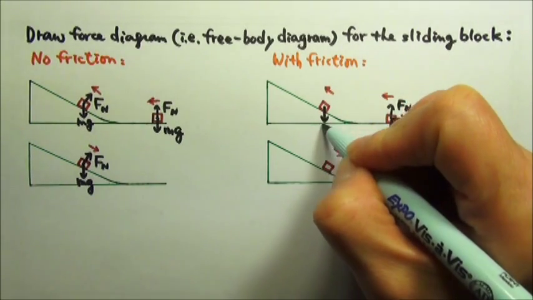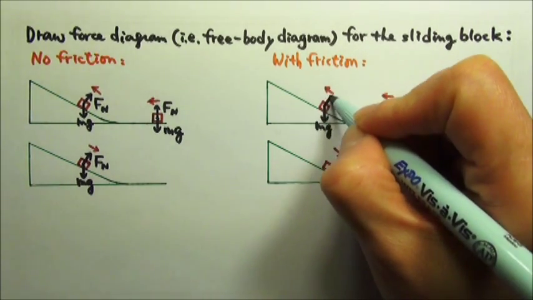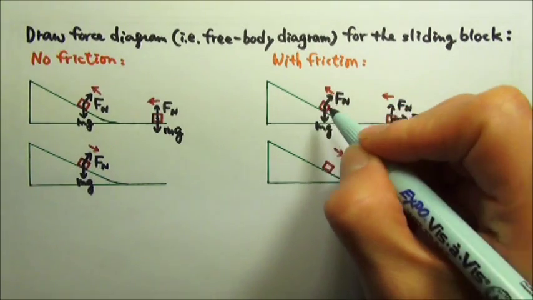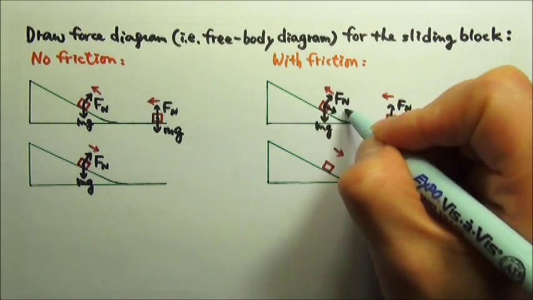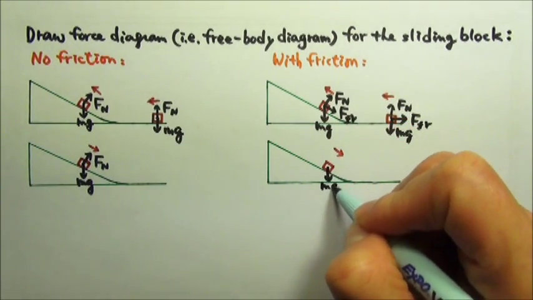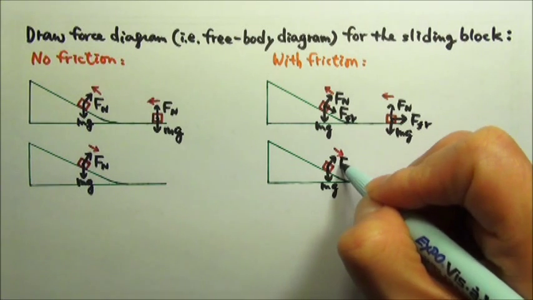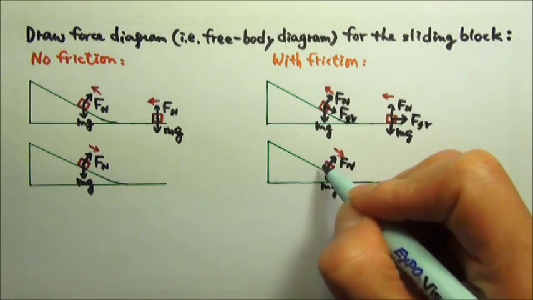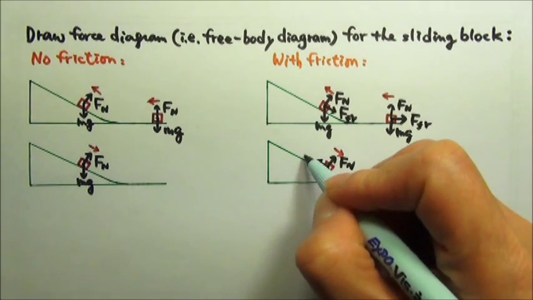And you have mg, normal force perpendicular to the contact surface. Since it's sliding up the incline, the friction would go down the incline. And then for this one, mg, normal force. Since it's sliding down, friction will be against the sliding motion, up the incline.